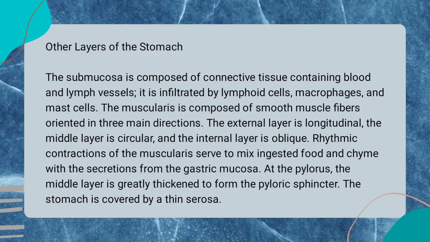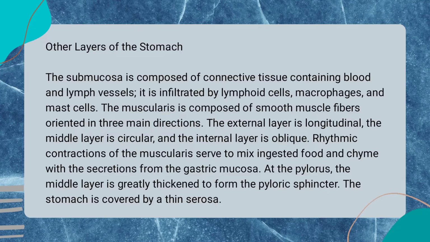Moving on, we have here the other layers of the stomach. In all stomach regions, the submucosa is composed of connective tissue with large blood and lymph vessels and many lymphoid cells, macrophages, and mast cells. The muscularis is composed of smooth muscle fibers oriented in three main directions. So what are those three main directions? These are the outer longitudinal layer, a middle circular layer, and an innermost oblique layer.